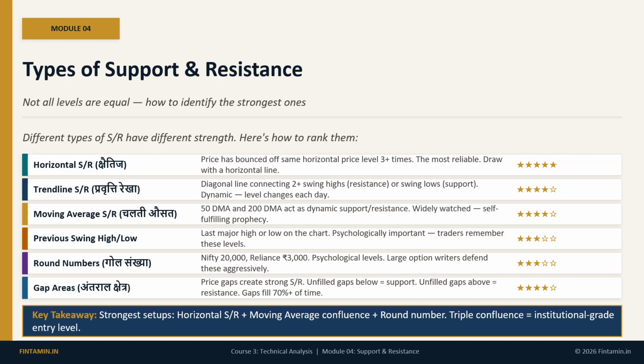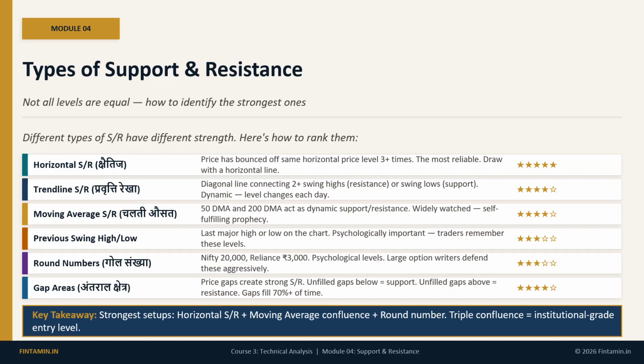Trendline support and resistance are dynamic. The level changes each day as the trendline extends. These are the diagonal lines you draw connecting swing highs or swing lows. Moving average support. The 50-day and 200-day moving averages act as dynamic support in uptrends. Major indices and large-cap stocks often bounce off the 200-day moving average during corrections.